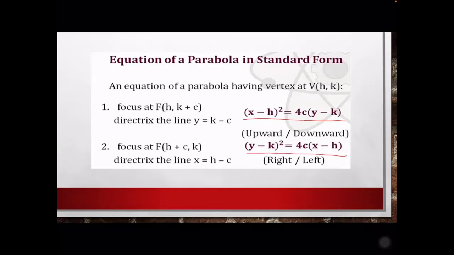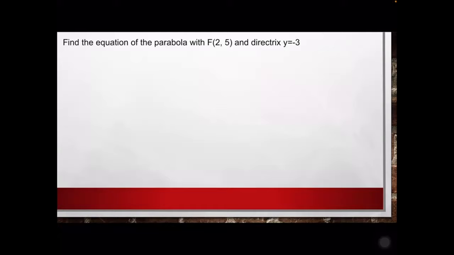So, let's have the examples. So, find the equation of the parabola with focus at (2, 5) and directrix y is equal to negative 3. So, graph muna natin ulit siya. So, magkakaroon tayo ng graph. This is (2, 5). So, 1, 2 and 1, 2, 3, 4, 5. So, dito siya. Bumaba lang na rin ng konti. Dito na nga siya.